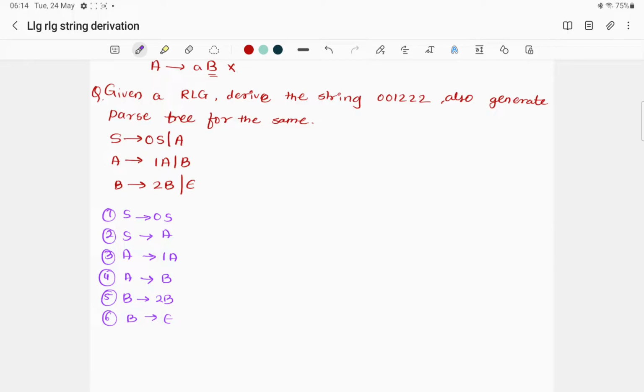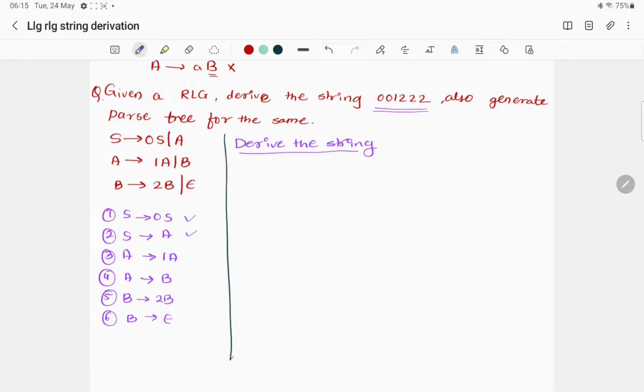Now let's try to derive the string for the given grammar. To derive the string, I should first start with the start variable only. Only S is the start variable. So I can start with either of the first two rules. It is up to me which rule to choose, but I have to choose wisely so that I get the string 001222.